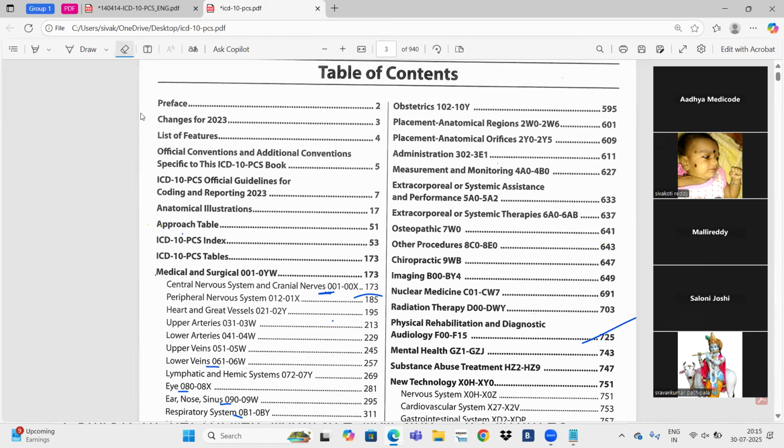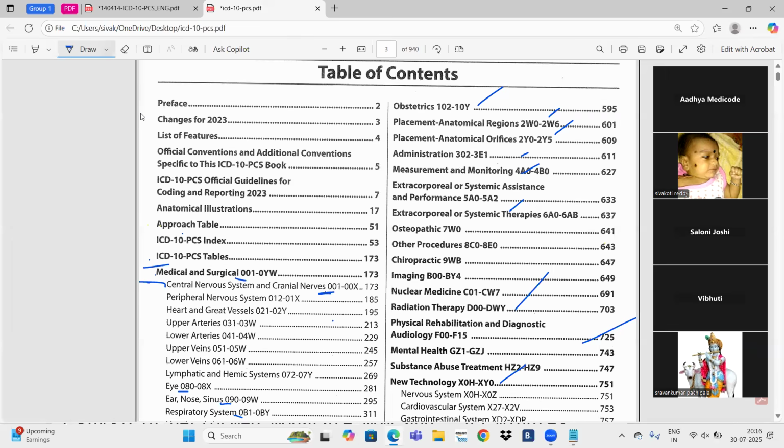They give sections and headings clearly. After the ICD-10 PCS table, they give sections in bold letters: medical and surgical, obstetrics, placement, administration. These are all sections up to new technology. So, the medical and surgical section. What is the first character they gave? Section 0, right? Medical and surgical they gave 0, correct?